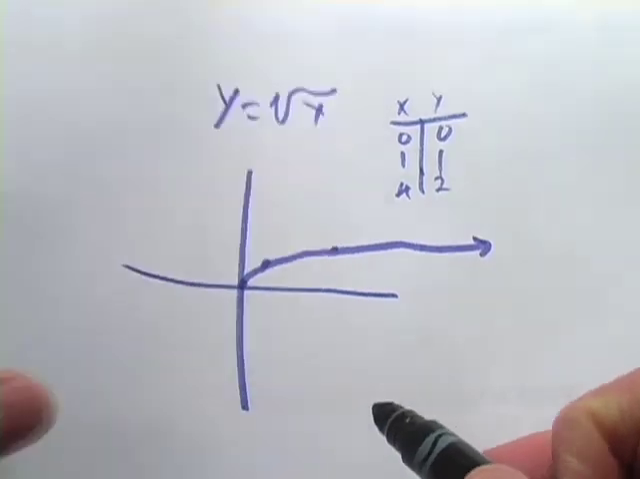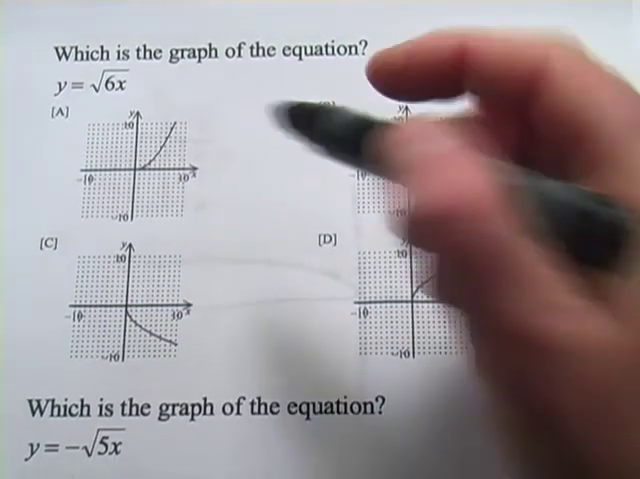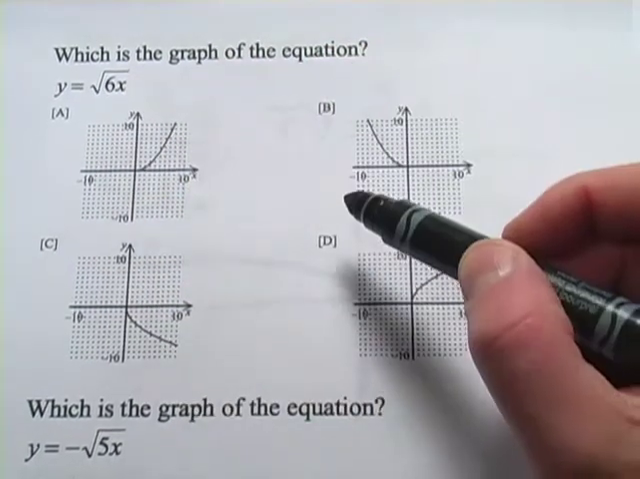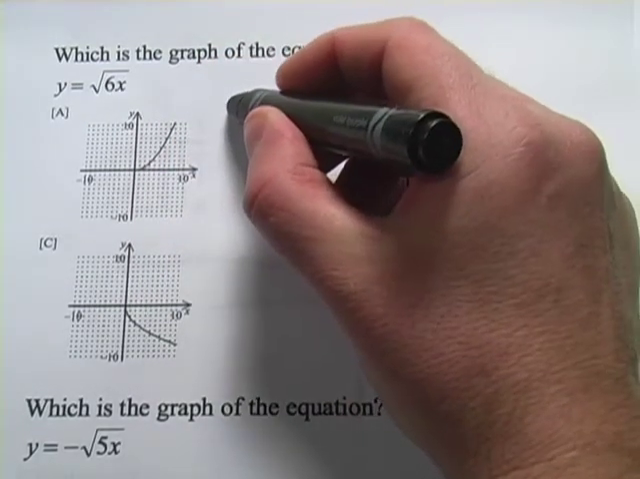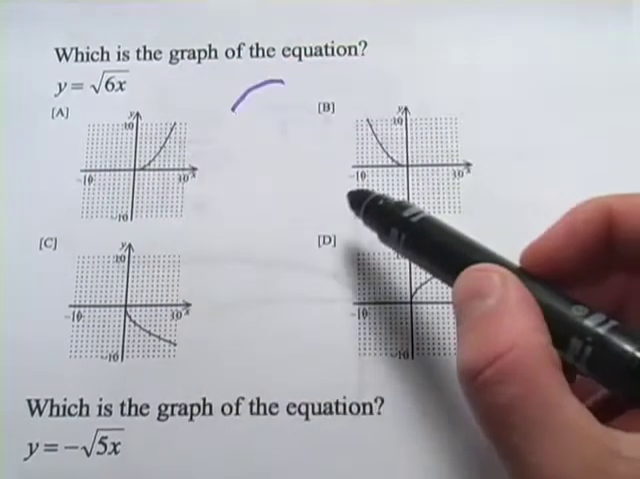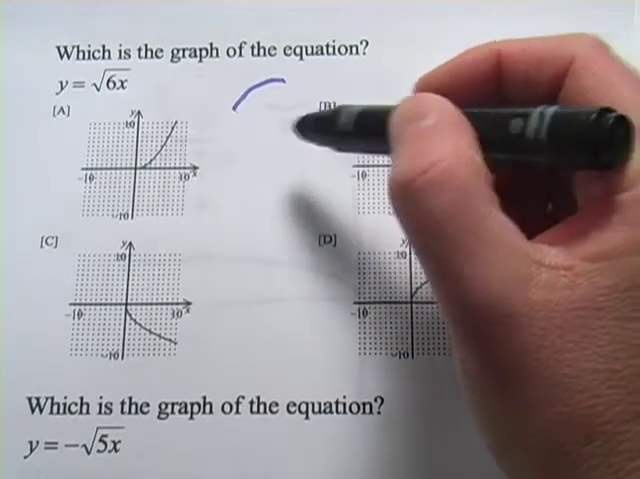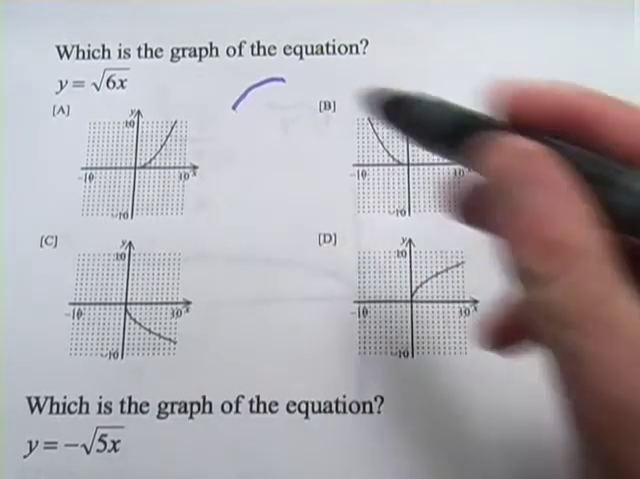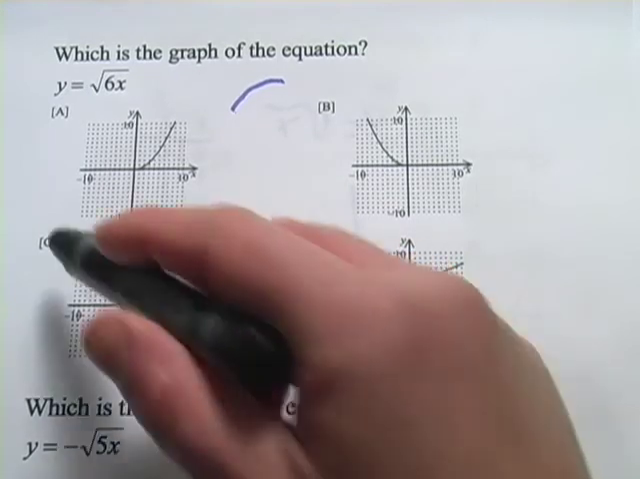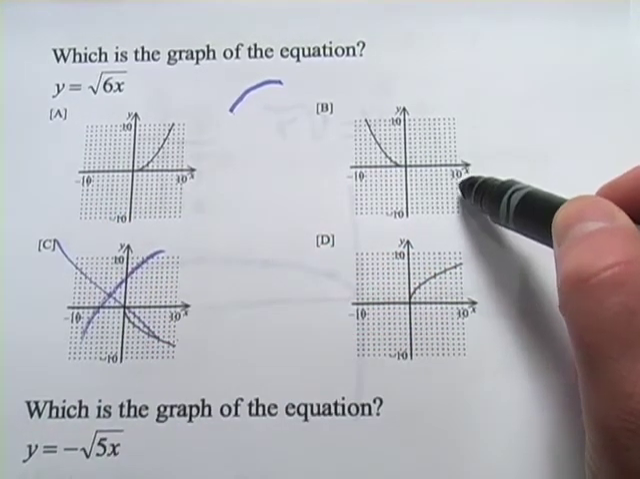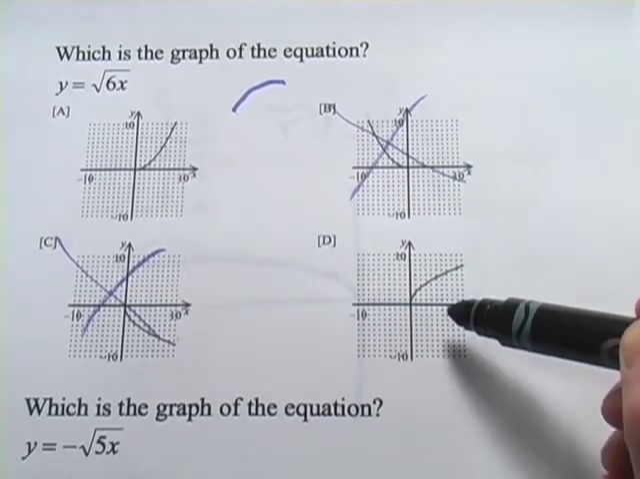Let's take a look at our problems now. Here we have y equals the square root of 6 times x. So this is going to look very similar to that same shape. X can't be negative, y can't be negative. It might just be squished a little bit. So let's see if we can figure out which one of these graphs it is. It's definitely not going to be C because I just said y can't be negative. It's not going to be B because x can't be negative here. So is it A or is it D?